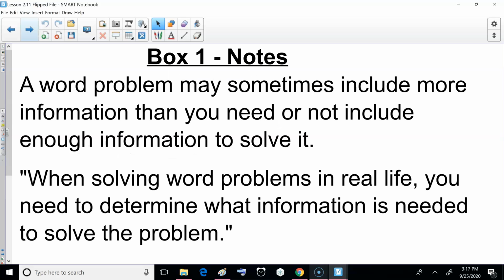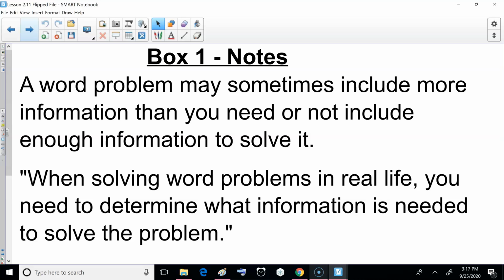So, box 1. A word problem may sometimes include more information than you need, or not include enough information to solve it. So when solving word problems in real life, you need to determine what information is needed to solve the problem. Now, you don't need to write this down, but in a sense, you're thinking about that: sometimes there might be more information than you need, or sometimes there's not enough. Usually in our cases, we'll see that there's probably more information than not enough, except for this lesson. So when solving a problem in real life, you need to determine what information is needed to solve the problem.